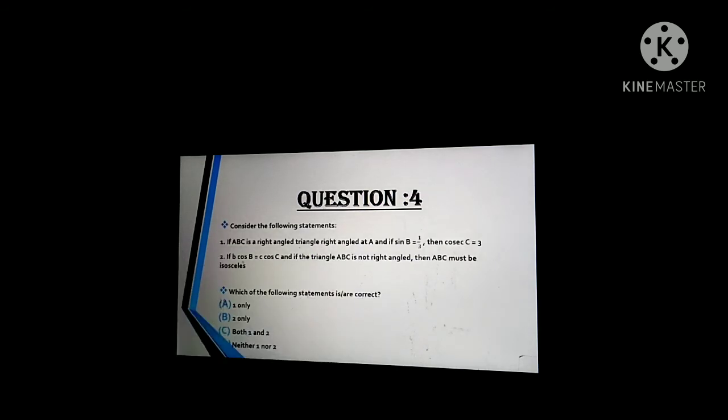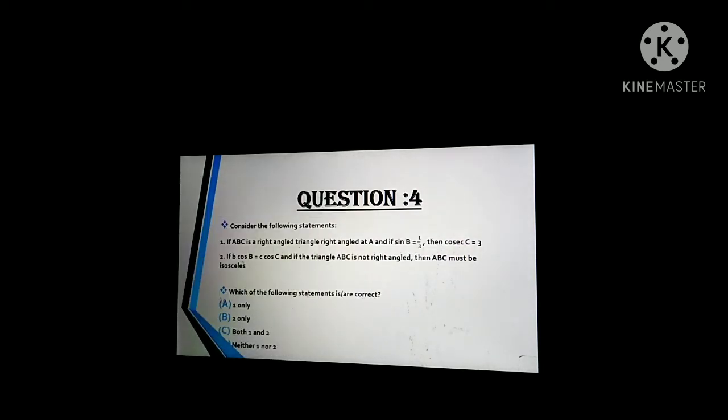Now we proceed ahead. In this question, two statements are given to us. ABC is a right angle triangle, right angled at A, which means B and C will be acute angles. Sin B is given to be 1 by 3. Then it is said that cosec C is equal to 3. And the second statement: if b cos B is equal to c cos C, and if the triangle is not right angled, then ABC must be isosceles. So these two statements are given to us, and we need to find which of the two statements is true, or both of them are true, or both of them are false.